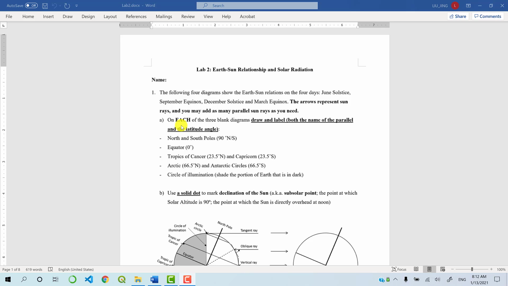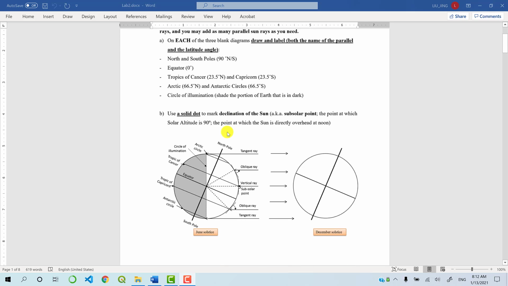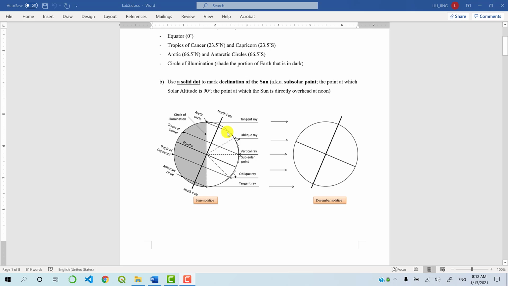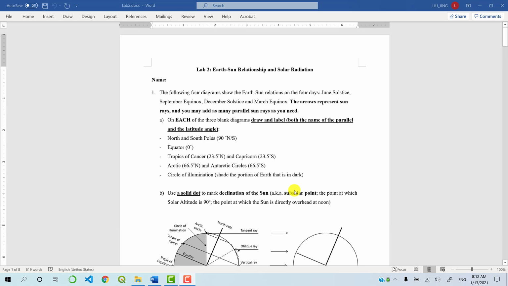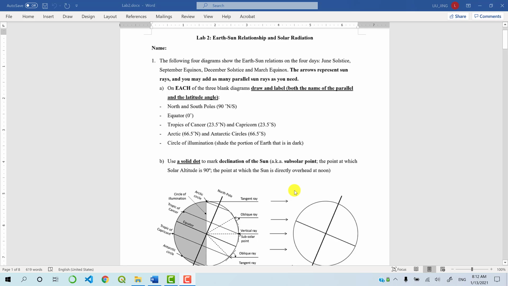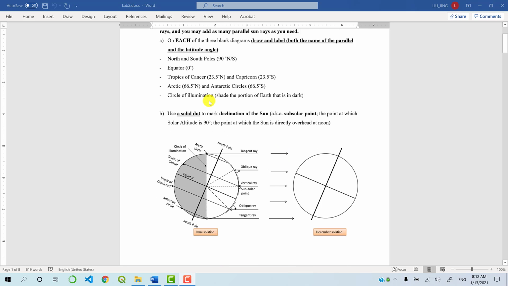The first one is on each of the 3 blank diagrams. You can see down here you have 4. I finished the first one for you already. You just need to draw on this one, and this one, on each of those 3 blank diagrams, and draw and label both the names of the parallels and latitude angles. So you want to basically mimic what I did here.